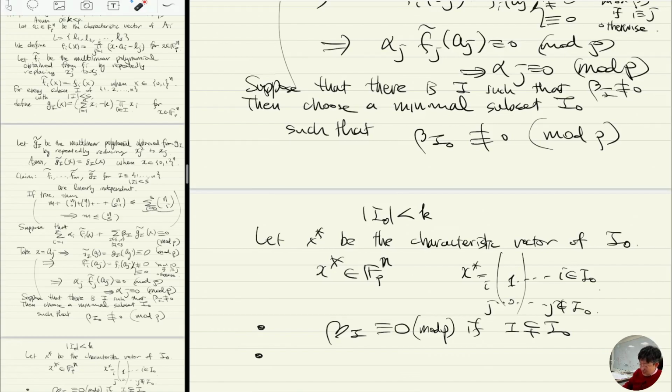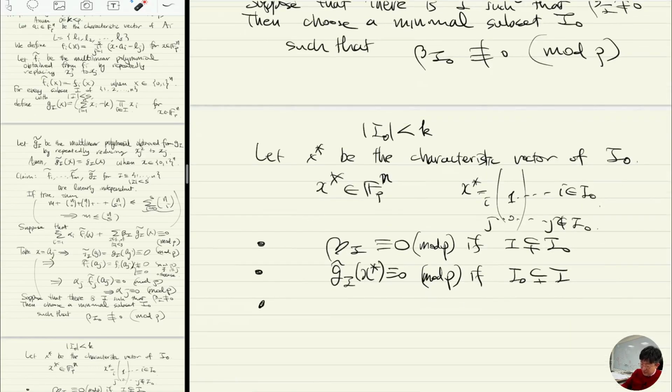And if I is a superset of I0, then what's going to happen? Then that means I'm multiplying somebody over here on the left hand side. So we have some coordinate which we will multiply, and I0 doesn't contain that. So that means that coordinate value will be 0. So g_i tilde of x star will be 0. I don't need modulo p anyway, it's equal to 0. So if I is a superset of I0, then this is 0.